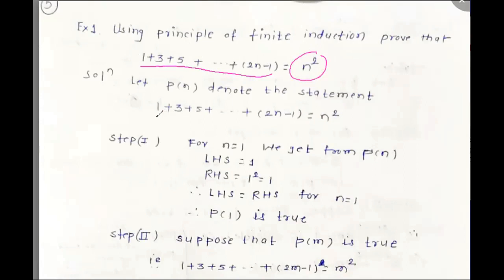So let P(n) denote this statement: 1 plus 3 plus 5 up to twice n minus 1, this sum equal to n square. Step 1 of the principle of mathematical induction: for n equal to 1, what do we get? Here we put n equal to 1. We get 2 into 1 equal to 2, 2 minus 1 is 1. So on the left hand side, we get 1, the first number will be 1. On the right hand side, if we put n equal to 1, 1 square is 1. So the left hand side is 1, the right hand side is 1. So P(1) is true.